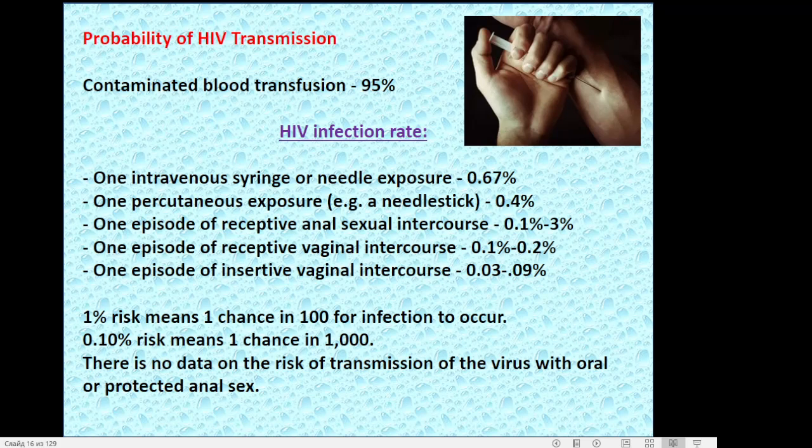So the risk of HIV infection rate, you may see on this slide, is not very high, but due to the high quantity of contacts, with minimal rate of transmitting, there is pandemic spreading of HIV.